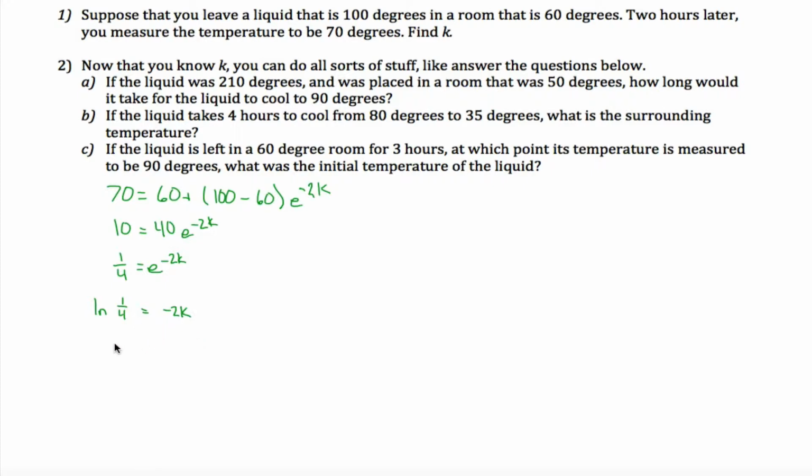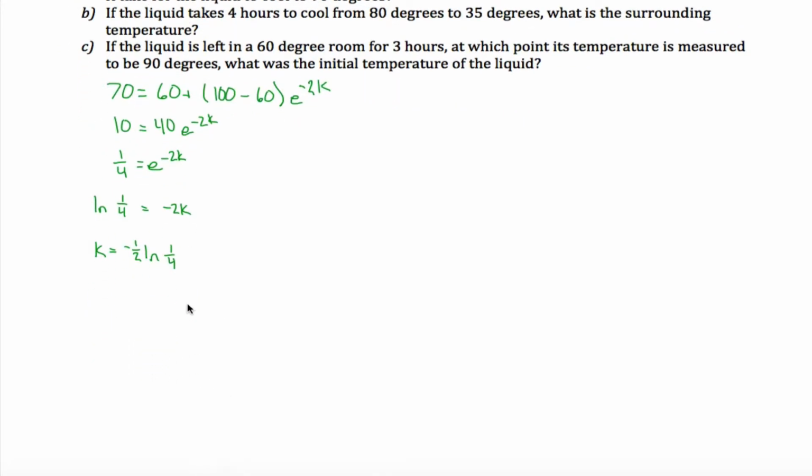Instead of dividing both sides by negative 2, I'm going to do something slightly different. I'm going to multiply both sides by negative 1/2. And the reason I'm going to do that is I'm going to try to do this problem without ever using a calculator. If I had divided by 2, it would have made it less obvious that I can use my third log rule here. So I can take that negative 1/2 and bring it up into the log and say that k is equal to the natural log of 1/4 raised up to the negative 1/2 power.